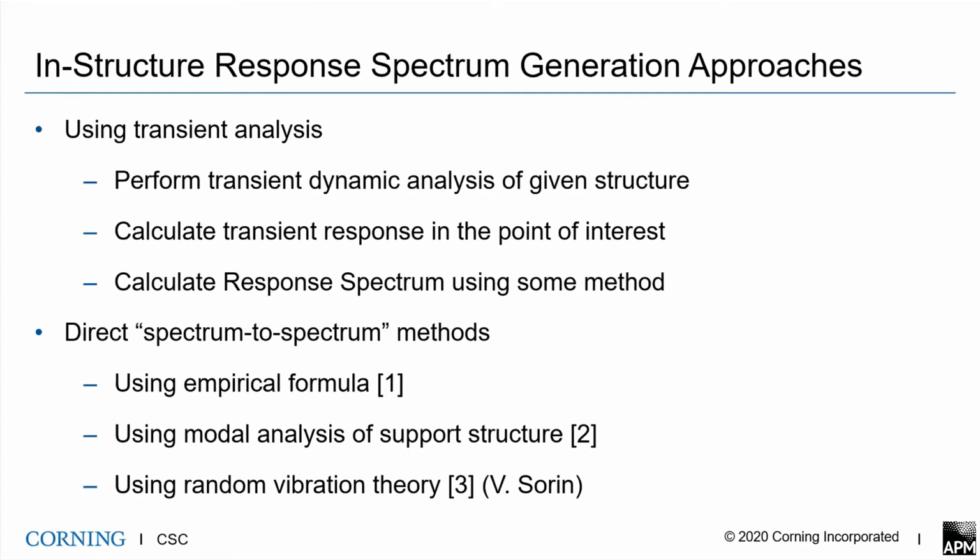And the second approach is to calculate the in-structure response spectrum using so-called direct spectrum-to-spectrum procedures, which can give the spectrum at any point inside the structure without using transient analysis. There are a lot of procedures developed nowadays, but in this work we will consider a procedure proposed by Vladimir Sorin in 2017. This method uses random vibration theory in its foundation.